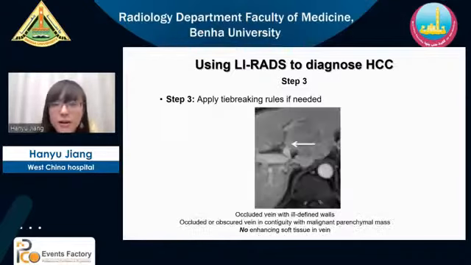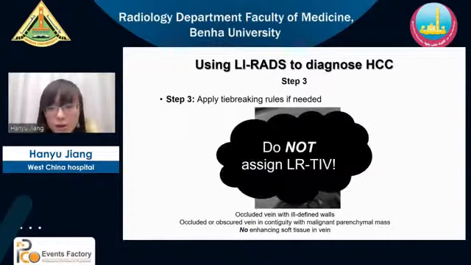But let's look at this patient. There is a hypointense hepatic mass in the segment 2 and 3 of this patient. And the mass is continuous with the left portal vein. So it shows imaging appearances suggestive of tumor in vein, including occluded vein with ill-defined walls, occluded or obscured vein in continuity with malignant parenchyma, but there is no unequivocal enhancing soft tissue in vein. So it's better not to assign LR-TIV for this patient.